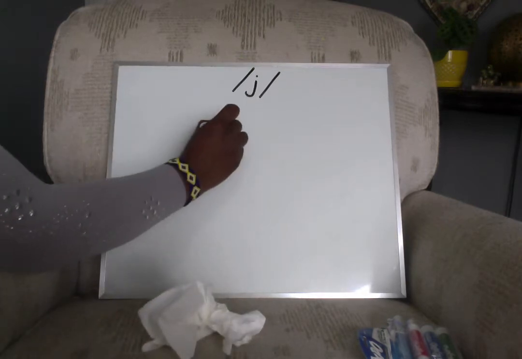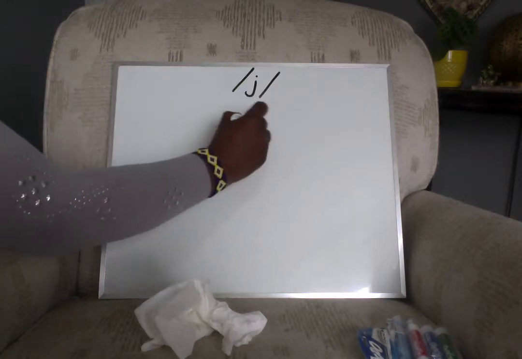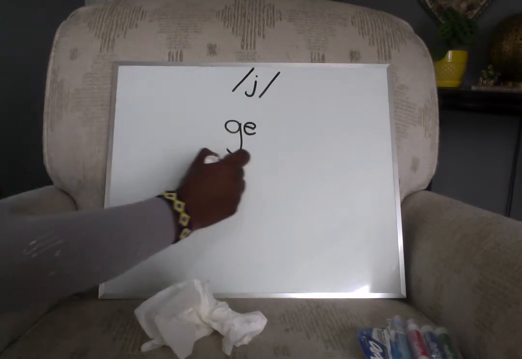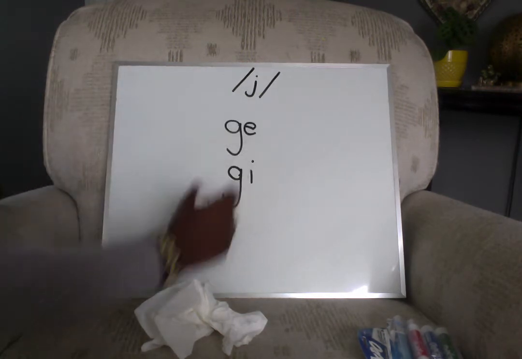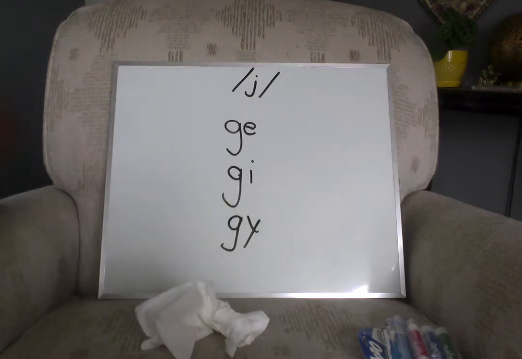When you have the letter G, the letter G makes the G sound. But guess what? It has a soft sound as well. When G is followed by an E, or G is followed by an I, or G is followed by a Y, it changes to J.